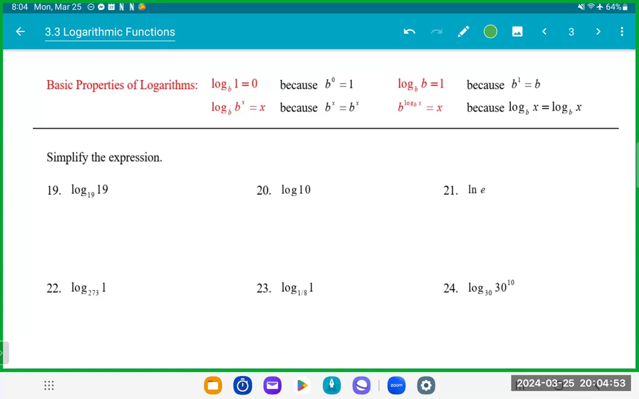So in this case, we have log base b of b. So this one is what we're looking for here. So we end up with log base 19 of 19, and that's going to equal 1, right? Because 19 to the 1 is 19.